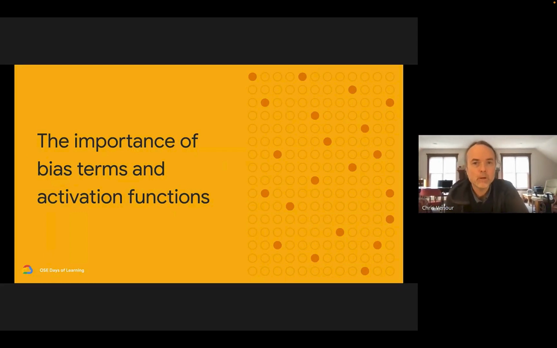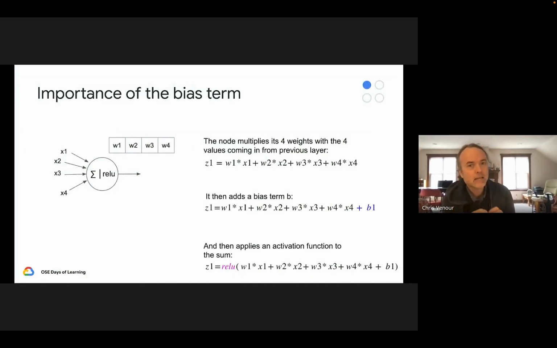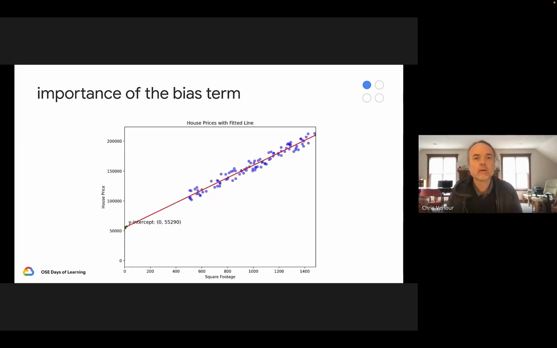Okay, so let's briefly talk about the importance of the bias terms and the activation functions. Here again is that slide which shows a zoomed in view of what a node does during forward propagation. When I showed this slide earlier, I said I'd explain what the bias term is, and that's that blue term in the equation there. You can think of the bias term as a way to shift the output of a node up or down regardless of the input values. This can be important in certain situations, but not always, because usually the input values into a node typically have a big influence on what that node's output is.